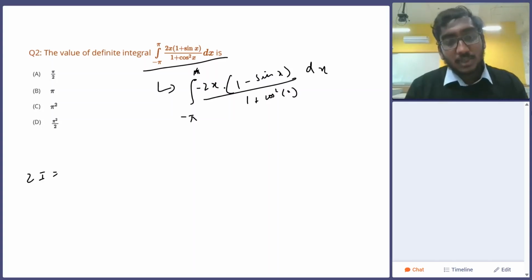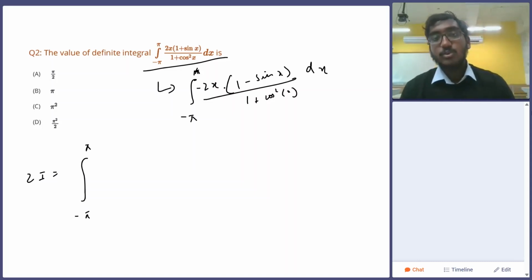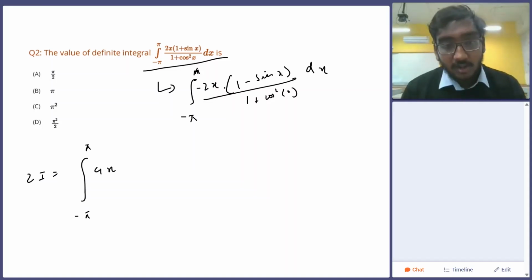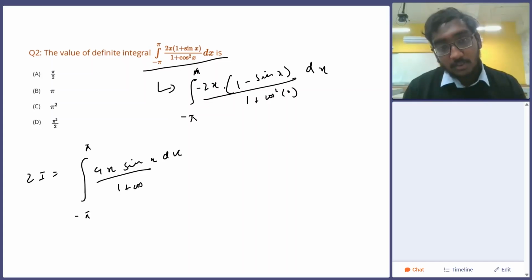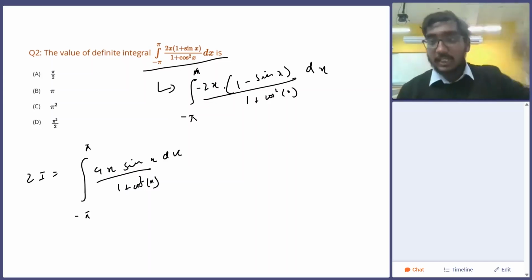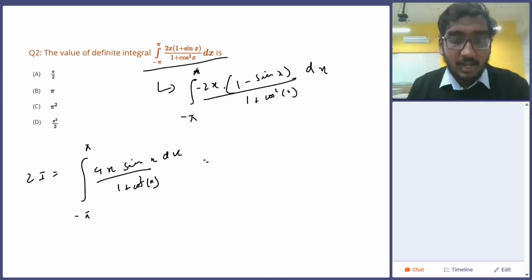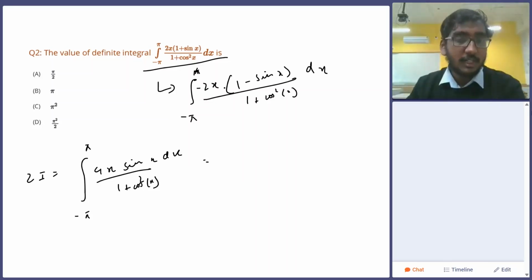So I'm adding these two, then what we will get? 2I will be integral from minus pi to pi, right? See, here it is 2x plus 2x sin x. Here it is minus 2x minus 2x sin x. Okay, it will be overall 4x sin x upon 1 plus cos square x. Okay, that negative 2x and positive 2x will get cancelled. Okay, so it will be what? 2I will be this, right? And you can also observe some symmetry over here, right? Just check.